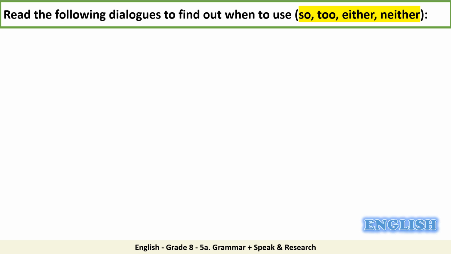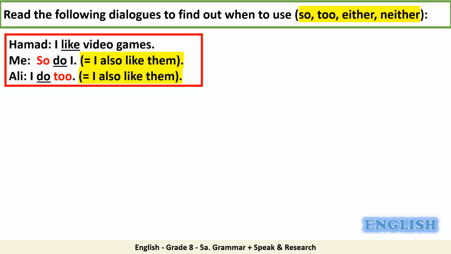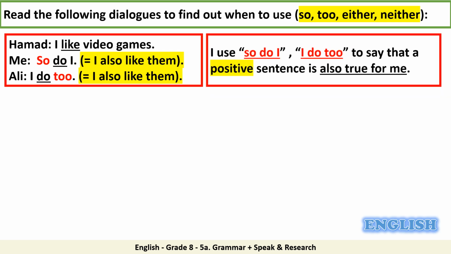Okay, now let's read the following dialogues to find out when to use so, too, either, and neither. Let's start with the first dialogue. Hamid says, I like video games. Me, so do I, which means I also like them. Our friend Ali says, I do too. It means also I like them. Good. So I use so do I or I do too to say that a positive, an affirmative sentence, is also true for me.